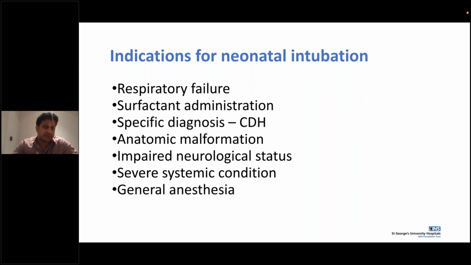Intubation may be needed if they're very premature. You may want to give surfactant, and there are newer ways of administering surfactant rather than just intubating a baby. You could think about processes like LISA, where we pass a catheter through the vocal cords under direct vision and give surfactant over a period of 4 to 5 minutes.